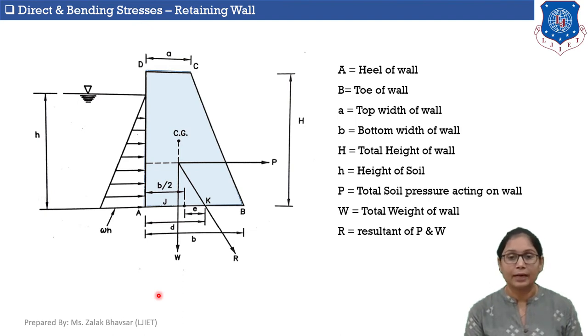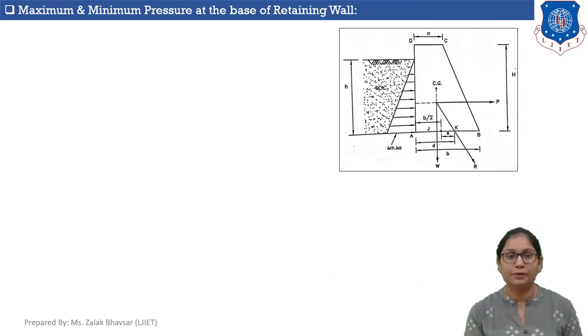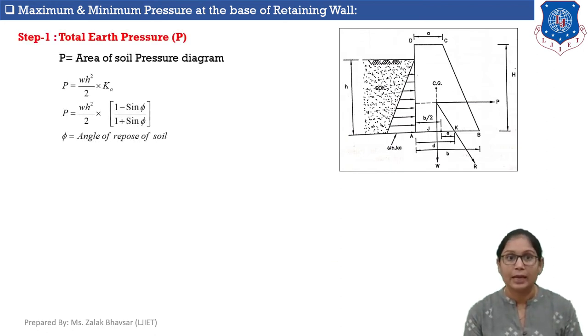So let's start with the steps that we need to follow for calculating maximum and minimum pressure at the base of retaining wall. So there are a total of 4 steps that we need to follow for calculating maximum and minimum pressure at the base of retaining wall. So let's start with step number 1. In step number 1, we will calculate total pressure P. Okay, this is total earth pressure.